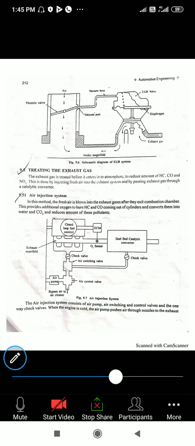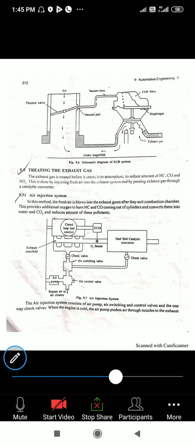Now this is a systematic diagram of the EGR and air injection system. EGR is nothing but exhaust gas recirculation. The EGR system is there. That is the diagram they have shown. We will see how it is going to work within this diagram, and what other methods are used for recirculating the exhaust gases.